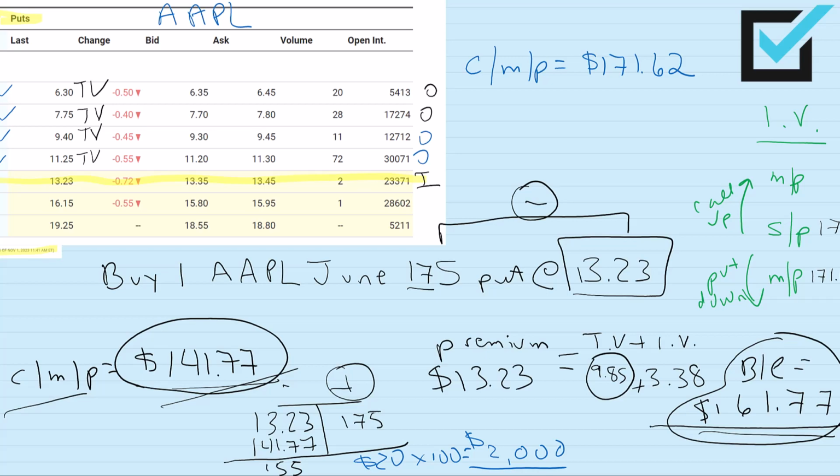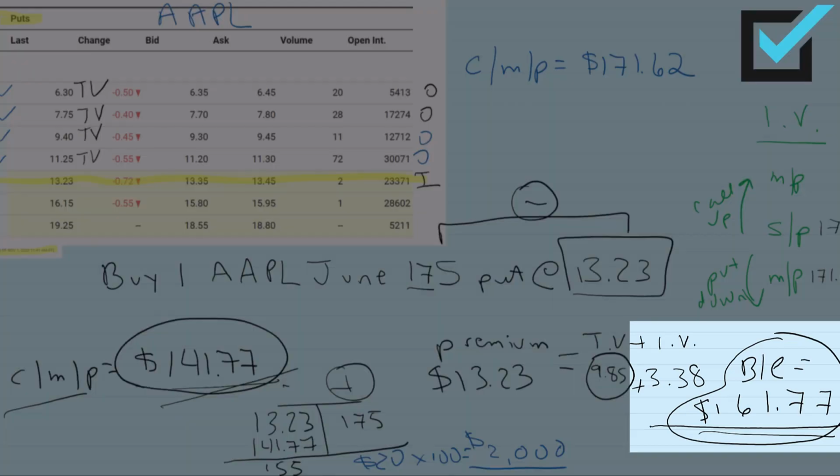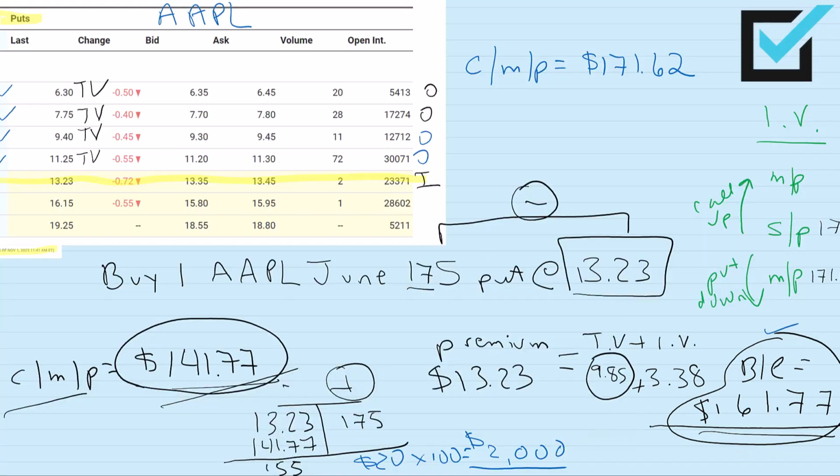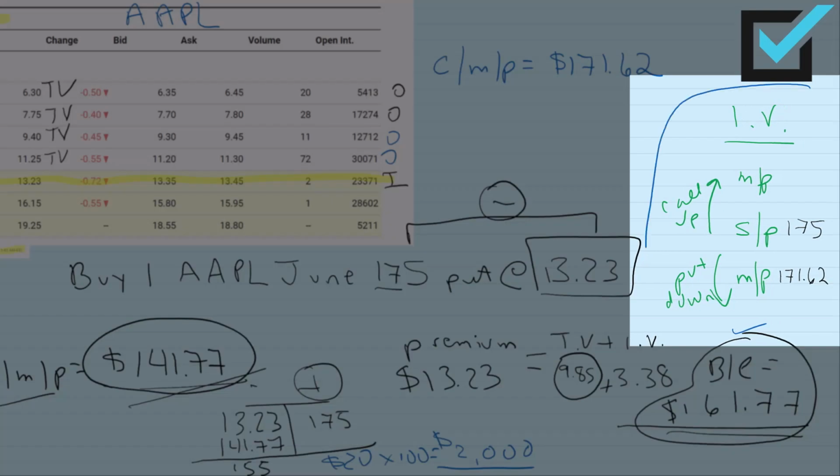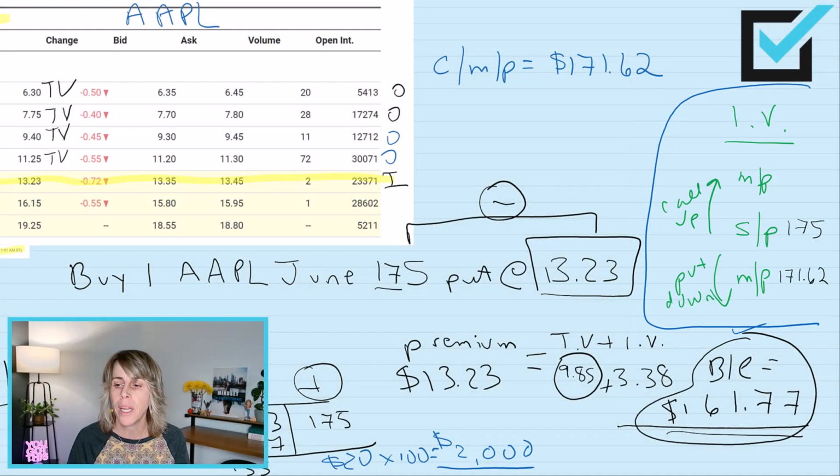I do not want you to confuse break even, which has to do with profit, with intrinsic value. These are two concepts that students often confuse, and I just don't want you to do that. So intrinsic value has to do with the market price on a put being below the strike price. So our strike price here is $175. This is the price that we can sell our shares at.